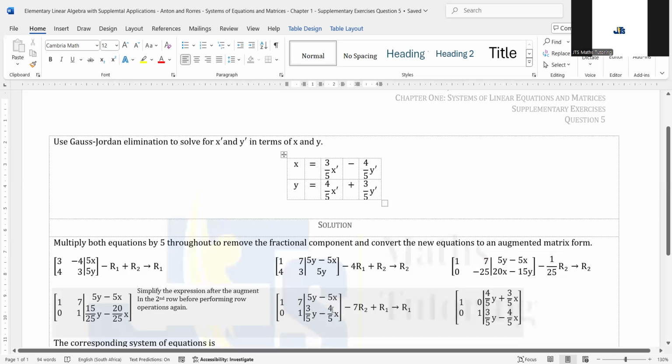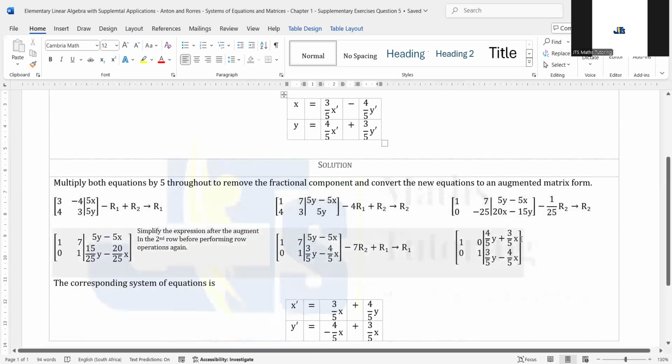Then -7 multiplied by -4 over 5 gives me a +28 over 5x, minus 5x there, that's going to give me 28 over 5 minus 25, which is going to give me a +3 over 5x, which is exactly what I have in reduced row echelon form. So from there, we conclude that the corresponding system of equations based on this matrix is x prime is equal to 3 over 5x plus 4 over 5y. y prime is equal to minus 4 over 5x plus 3 over 5y.